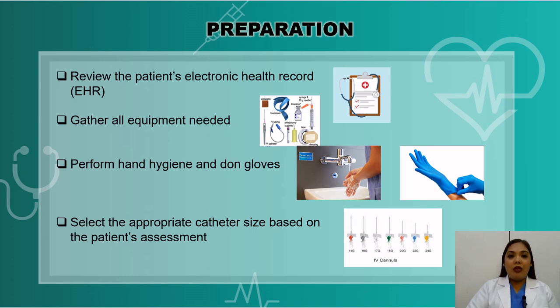Also, it's important to review the overall care plan to understand the purpose of IV access, including specific medications or treatment to be administered, and check recent vital signs to assess the patient's stability and any potential complications. After that, gather all equipment needed, perform hand hygiene, and don gloves. Then, select the appropriate catheter size based on the patient assessment.